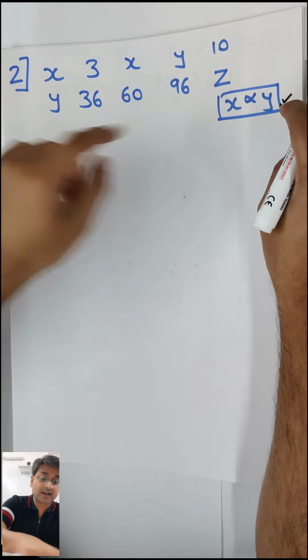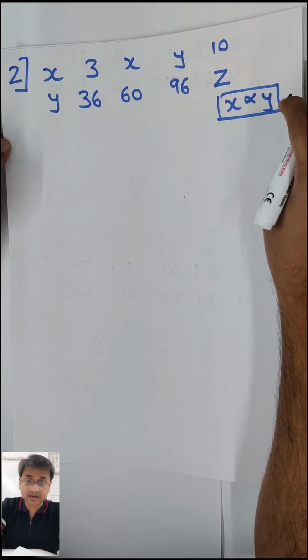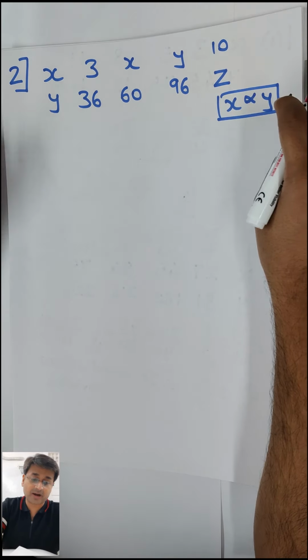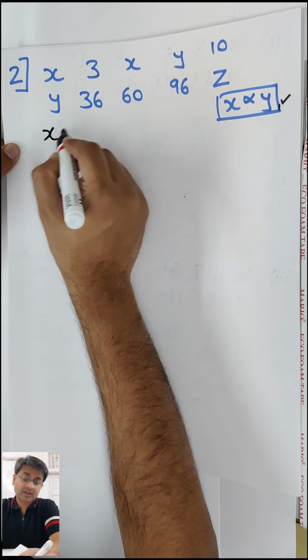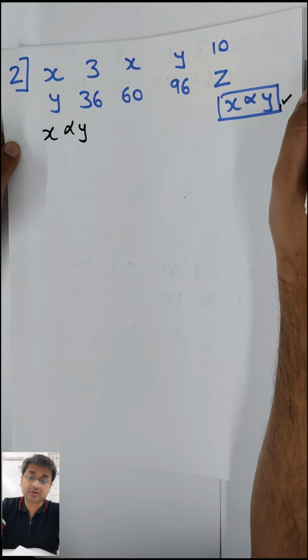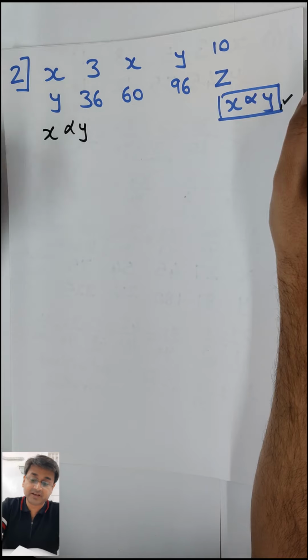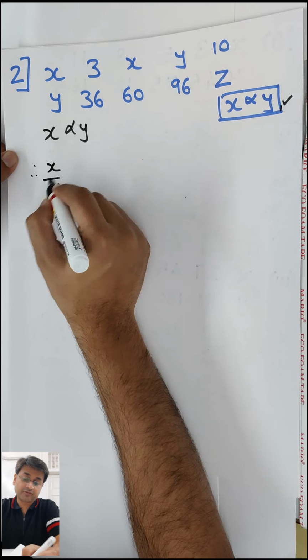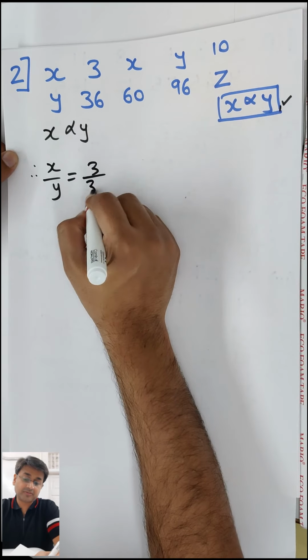You have to find the values of x, y and z. So it's very simple. Let's understand how you are going to format the question. First, say x varies directly with y. So both of them vary directly. Then you can say therefore x upon y is equal to 3 by 36.